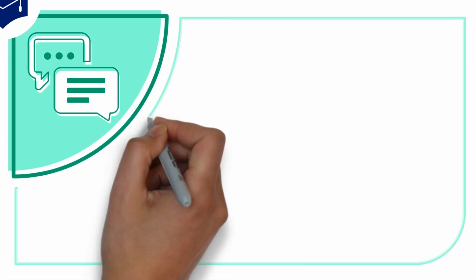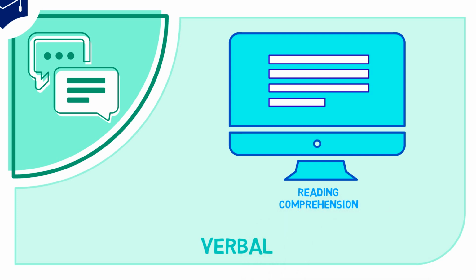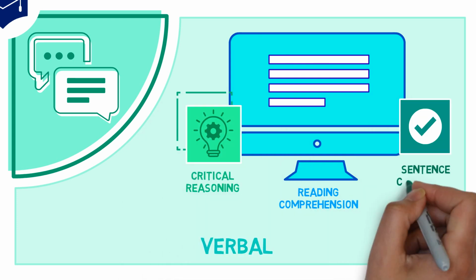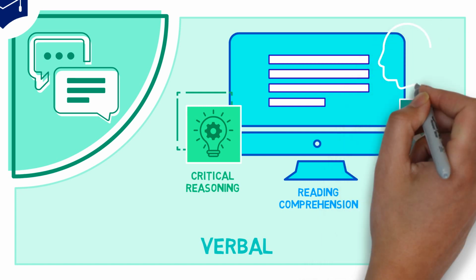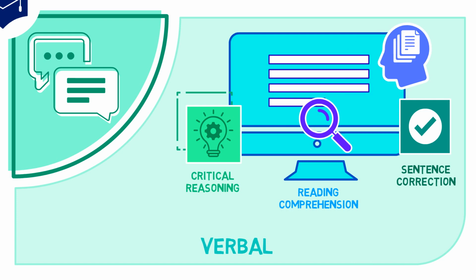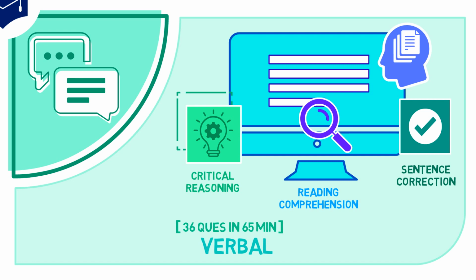The verbal section of GMAT tests your verbal abilities and consists of reading comprehension, critical reasoning, and sentence correction to measure your competence to comprehend information and analyze grammatical and correction skills. This section has 36 questions that need to be completed in 65 minutes.